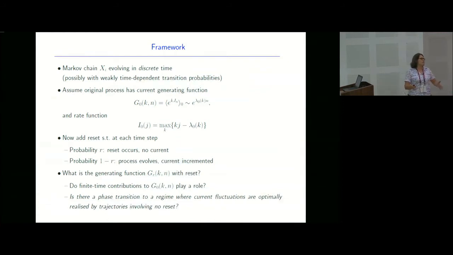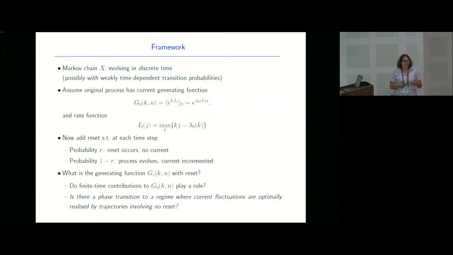So I take this process, and now I add reset in the following way. At each time step, with probability R, a reset occurs. And in that case, no current is incremented, so the current stays at whatever value it was at, and the process is reset to some fixed state, or some clock is restarted. With probability 1 minus R, then, the process evolves, the current is incremented, and there's no reset. And the question then is, well, what is the generating function with reset? So this subscript R to indicate the reset here.